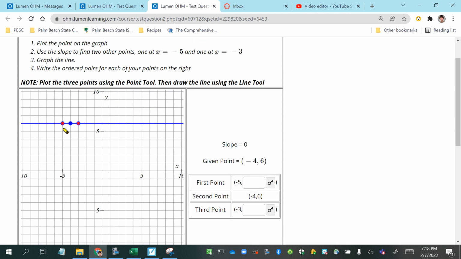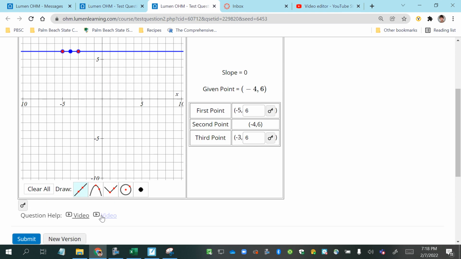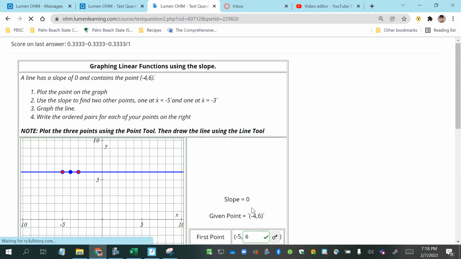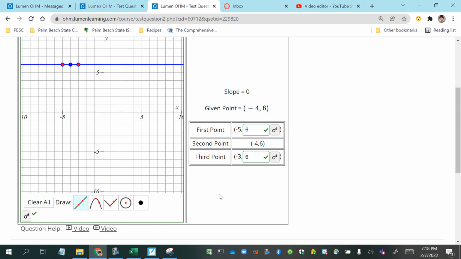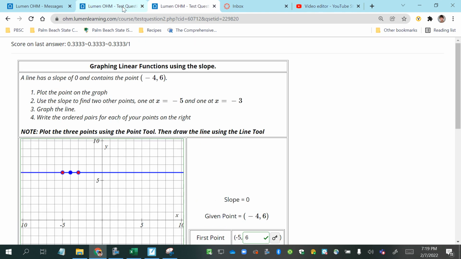So notice that the y value stays the same for all 3 of these points. So for x equals -5, notice the y value is 6, just like it was for this point and just like it is for the third point. So we just need to put in +6 for all the y coordinates and press submit. And I did get my green check mark and full credit. Yay.